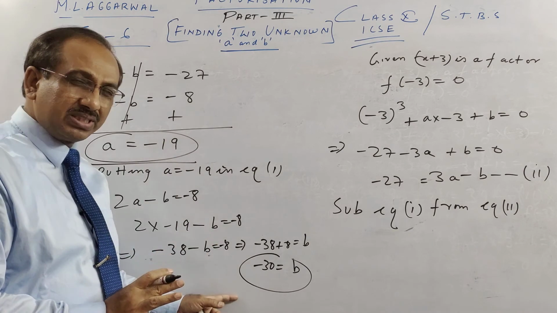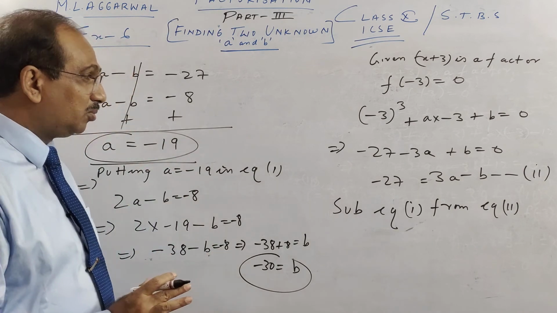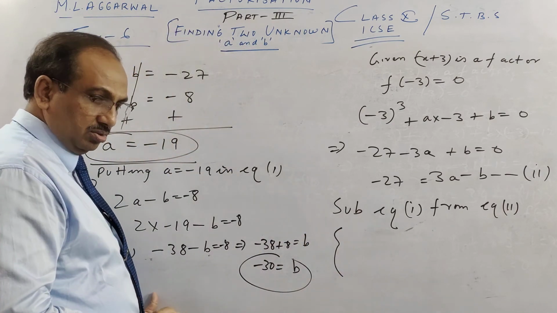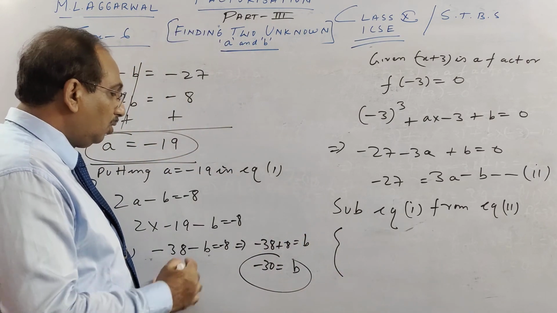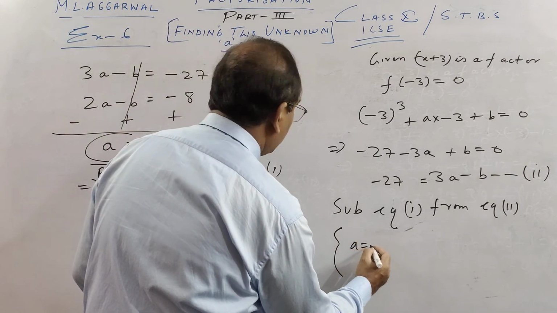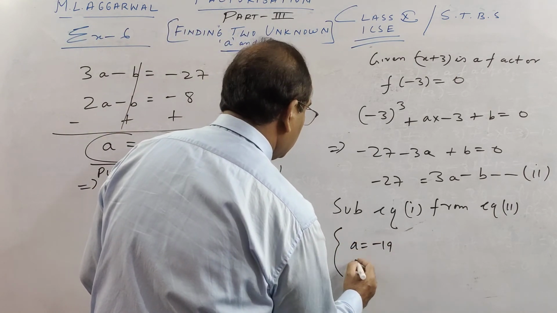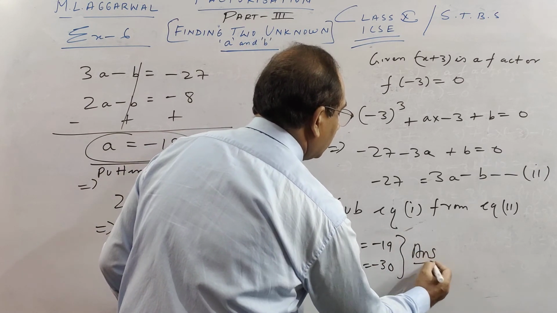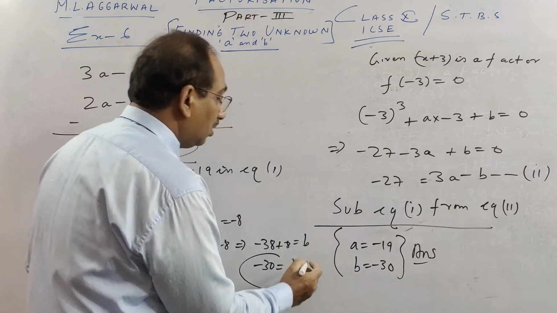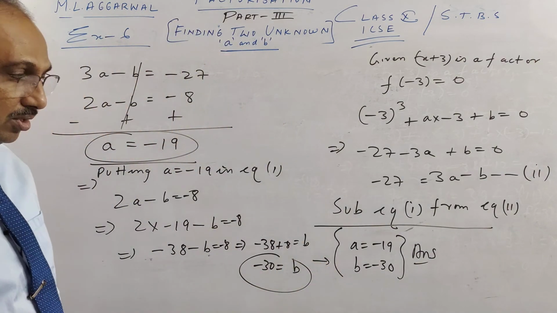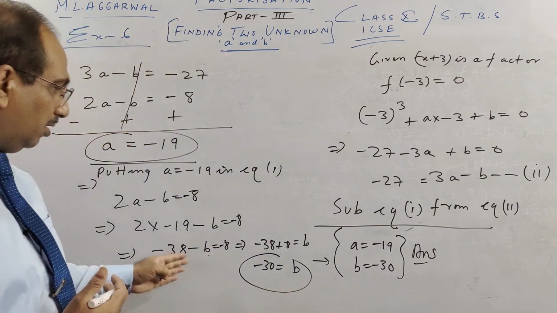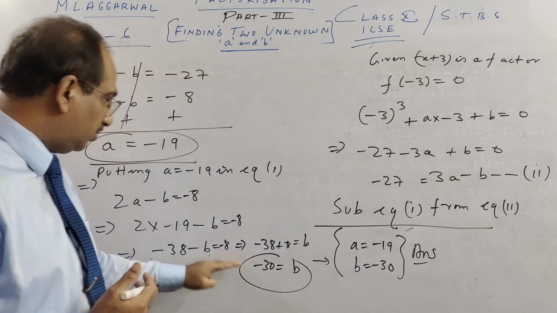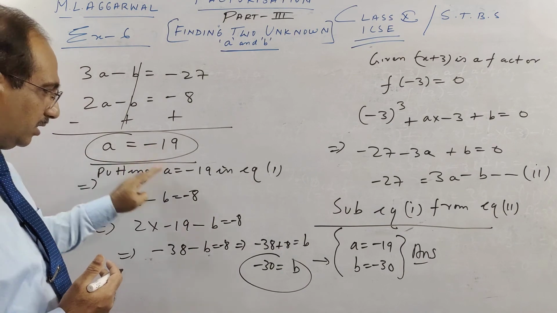So don't let it be scattered. Don't encircle it. I am doing it here, but you write down wherever you are working. Both the answers you write together for your teacher. A is minus 19. B is minus 30. It will be very easy for your teacher to see the answer, because generally they see the answer first, then look back at your working. So write the answer together. They don't have to search your paper for where is a, where is b.